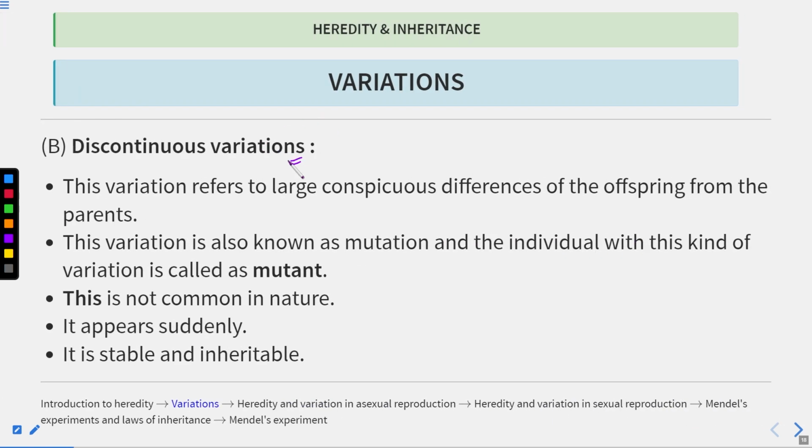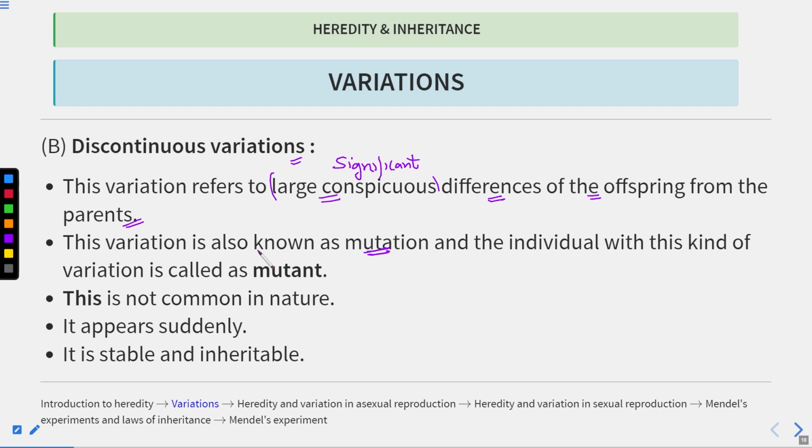Next is the discontinuous variations. Now, this variation refers to large conspicuous differences of the offspring from the parent. So there is a very significant difference. Large conspicuous means there is a significant difference. This variation is also known as the mutation. So it is because of the mutations. And what are mutations? They are sudden changes. So mutation is quite sudden and rapid.